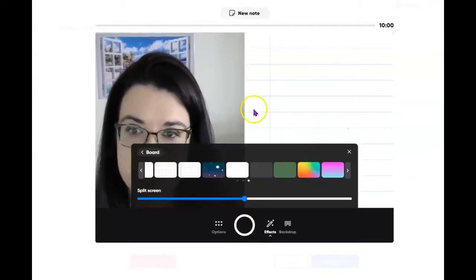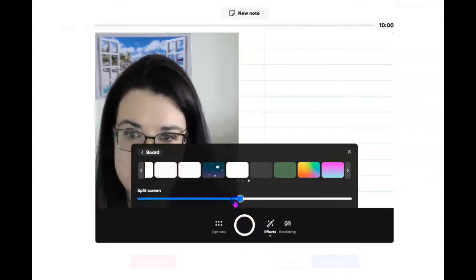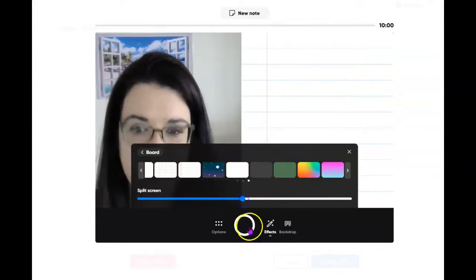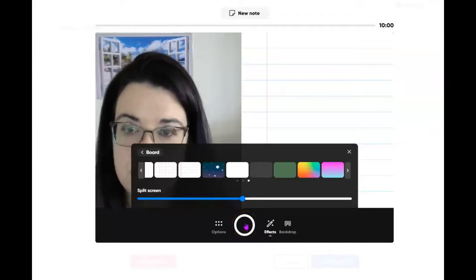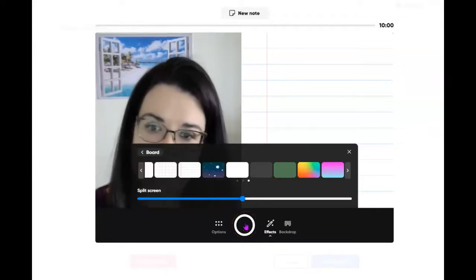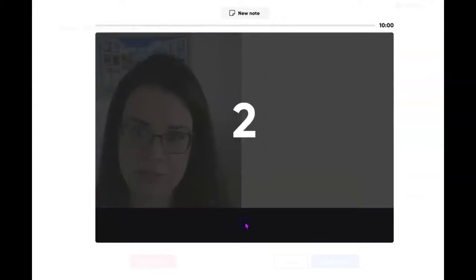And then I'm going to make sure, again, this slider can make me have less of me or more of me, make sure it's about half and half. And then we're going to click the record button. Part of the assignment is to get your face in it while you're explaining something. So we're going to click the record button.